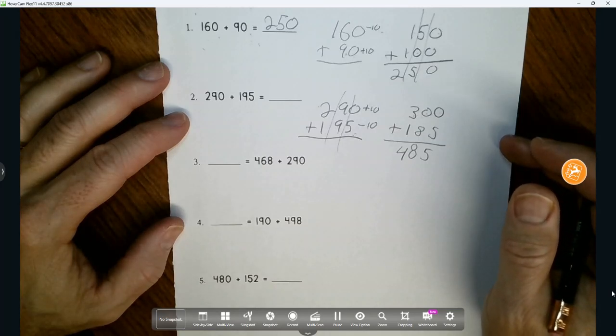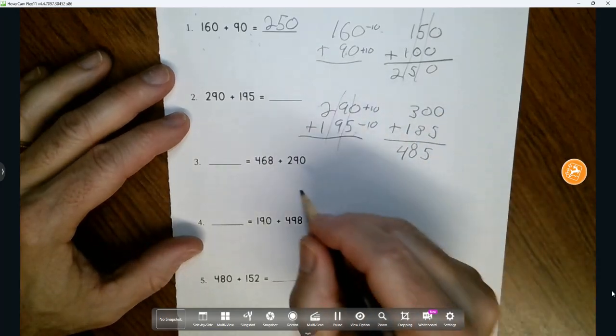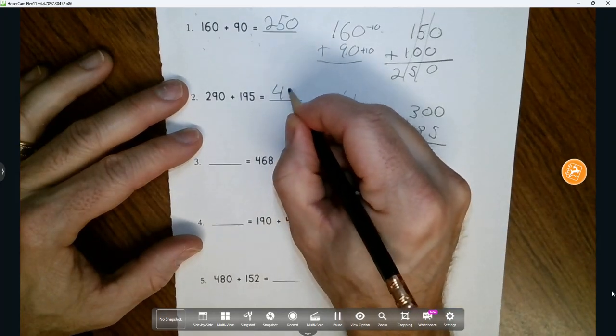So let's see. Which one do we want to work with? We'll just go with number 3 and keep going. So we have 468. Oops, I forgot to write my answer here.